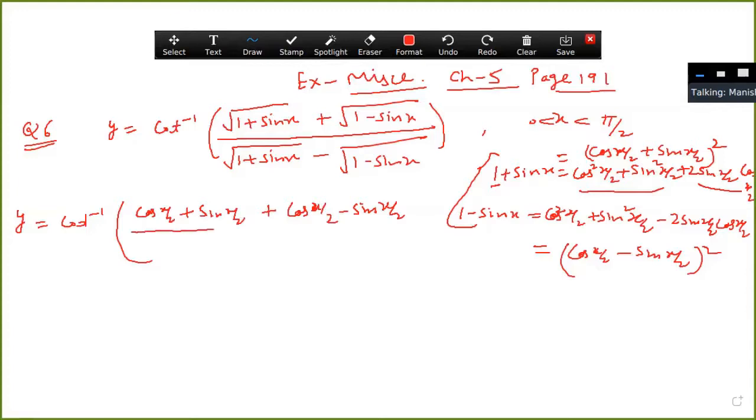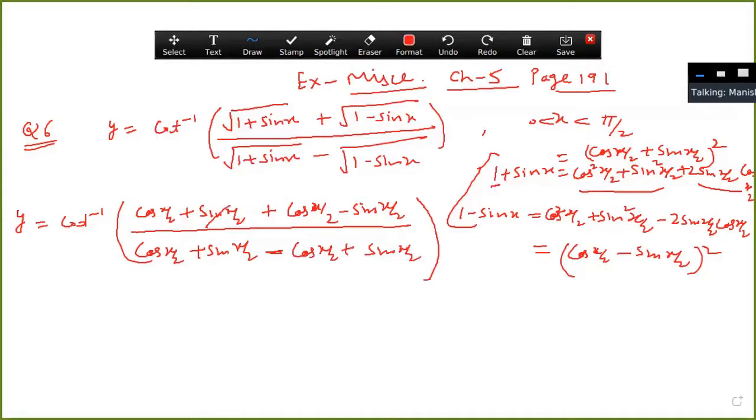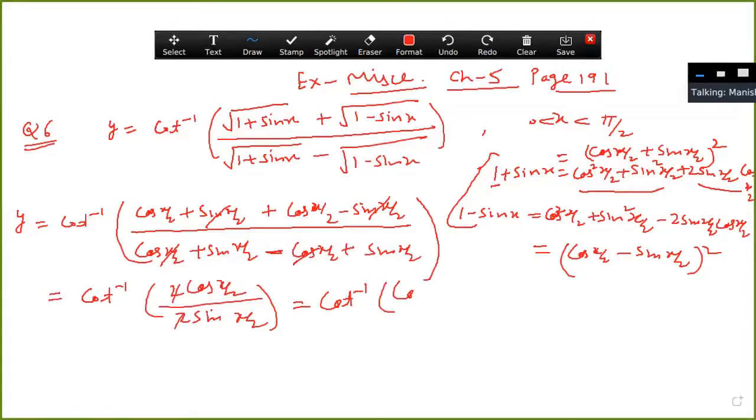In the denominator, what you will get? Cos x by 2 plus sin x by 2. Here is a minus sign, so you have to change the sign of the further statement, that is cos x by 2 plus sin x by 2. Now what is the solution? The terms cancel; here cos is cancelled. What you are getting is cot inverse of 2 cos x by 2 upon 2 sin x by 2. The 2 cancels. What you are getting is cot inverse of cot x by 2.